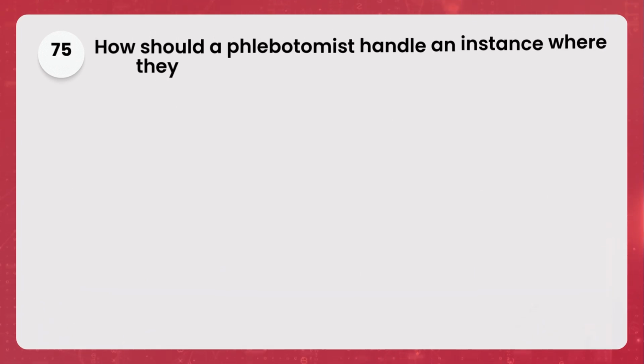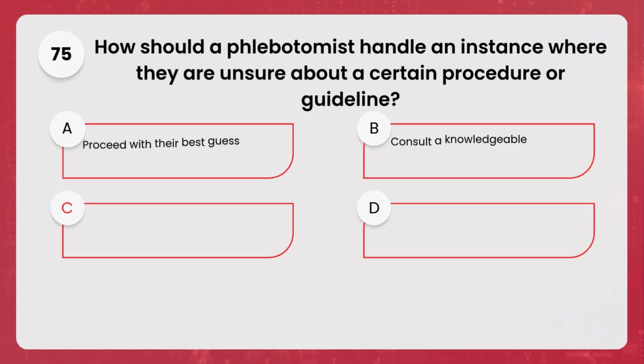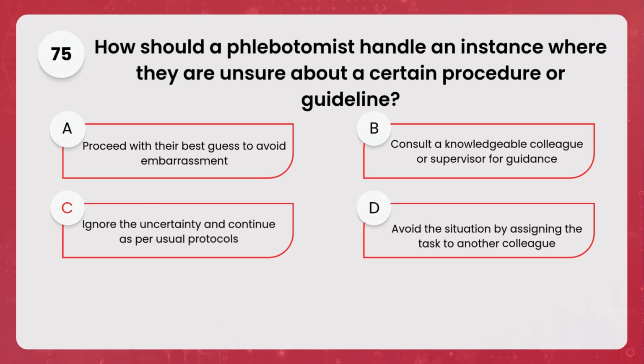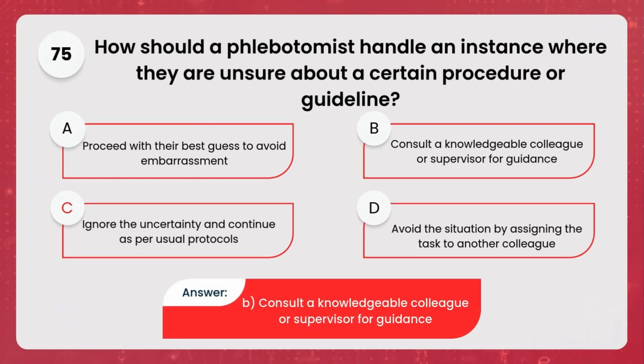Number 75. How should a phlebotomist handle an instance where they are uncertain about a certain procedure or guideline? A. Proceed with their best guess to avoid embarrassment. B. Consult a knowledgeable colleague or supervisor for guidance. C. Ignore the uncertainty and continue on as per usual protocols. And D. Avoid the situation by assigning the task to another colleague. The answer is B. Consult a knowledgeable colleague or supervisor for guidance.